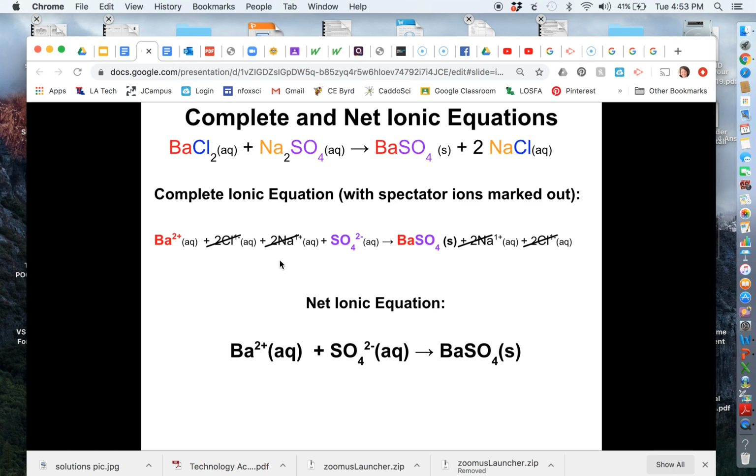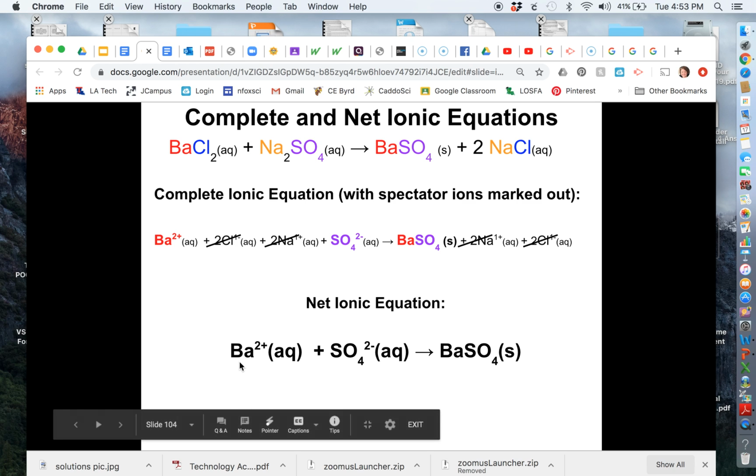Once you have marked out the spectator ions, the ones that are just watching and not participating in making the solid, then you write just the net ionic equation, which would include just the ions and the solid that form from those ions. Barium is 2 plus, AQ. Sulfate is 2 minus, AQ. The product is BaSO4 solid.